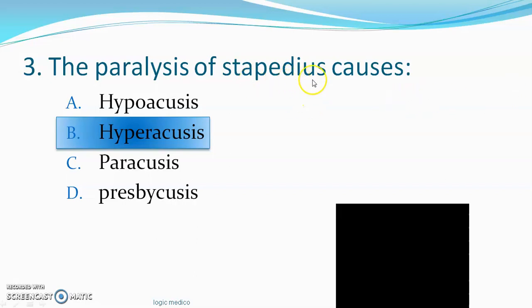Normally this muscle contracts whenever the person speaks in a loud tone, so as to minimize the sound waves reaching the inner ear. But that doesn't happen now because the muscle is paralyzed. Therefore, whatever the person is speaking, the patient will hear it in a loud tone. That condition is called hyperacusis.